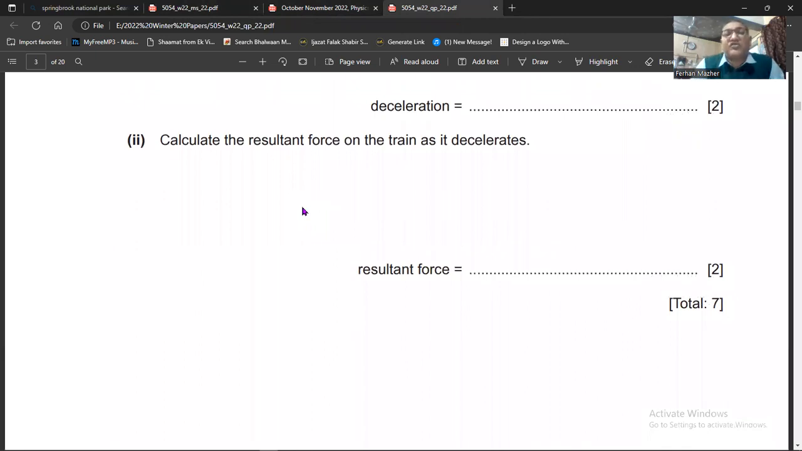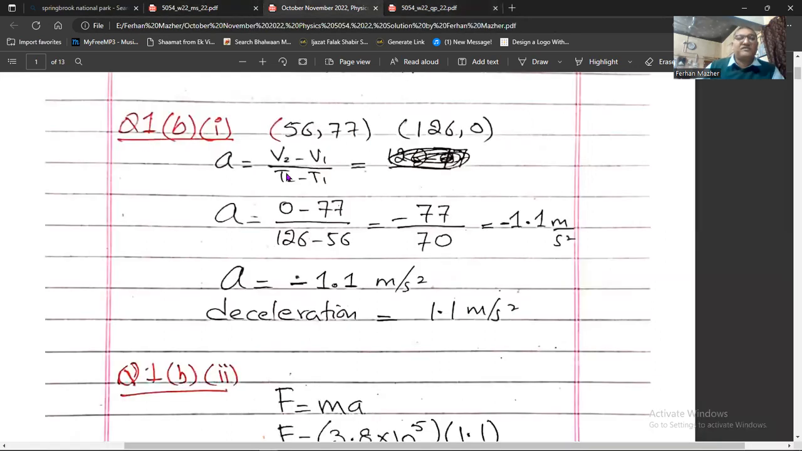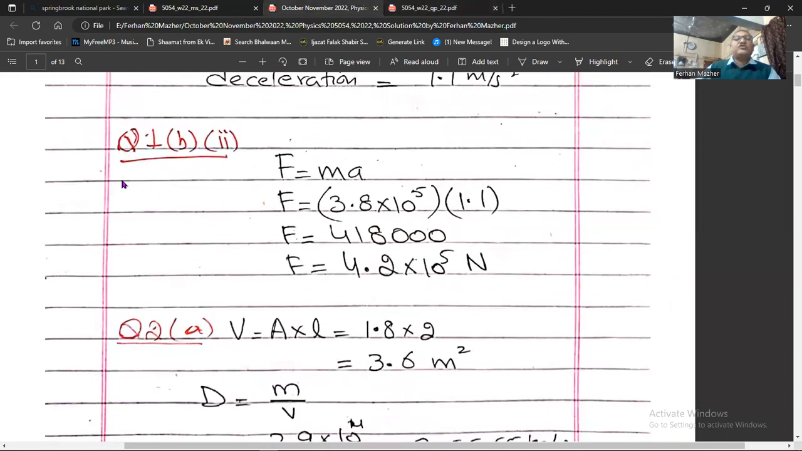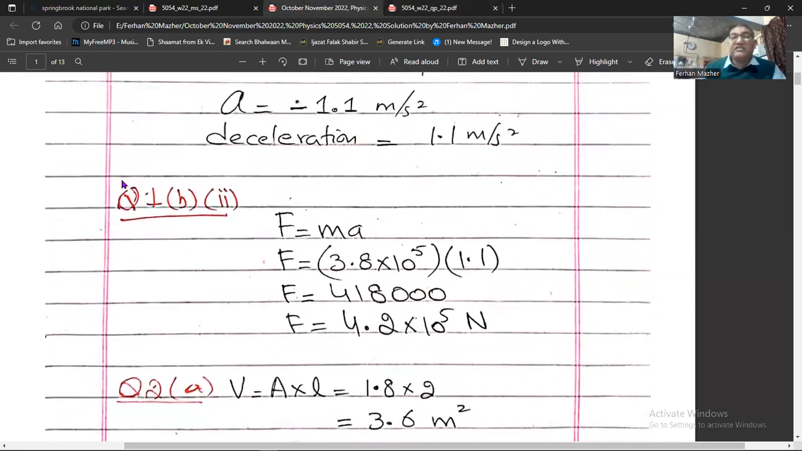Calculate the resultant force on the train as it decelerates. We know the deceleration, we know the mass of the train, so very easily I can find the resultant force. The resultant force is F equals ma, Newton's second law of motion. So F equals ma, the mass is 3.8 x 10^5 kg. The acceleration, which we call the deceleration, is 1.1 meters per second squared. Just multiply them.